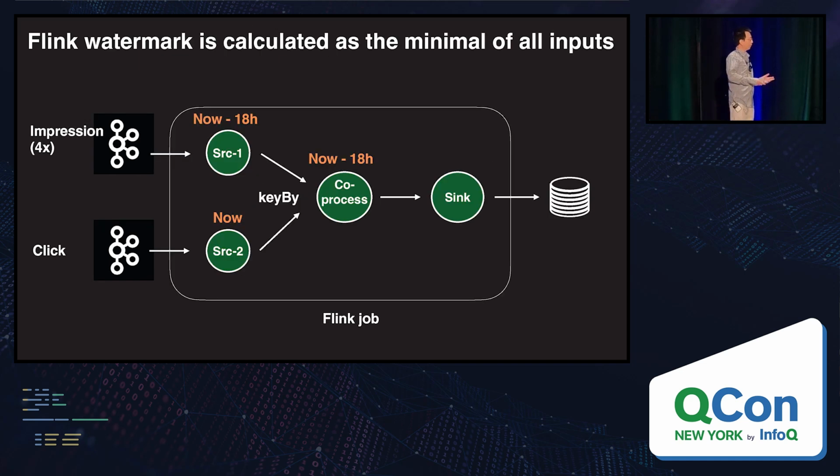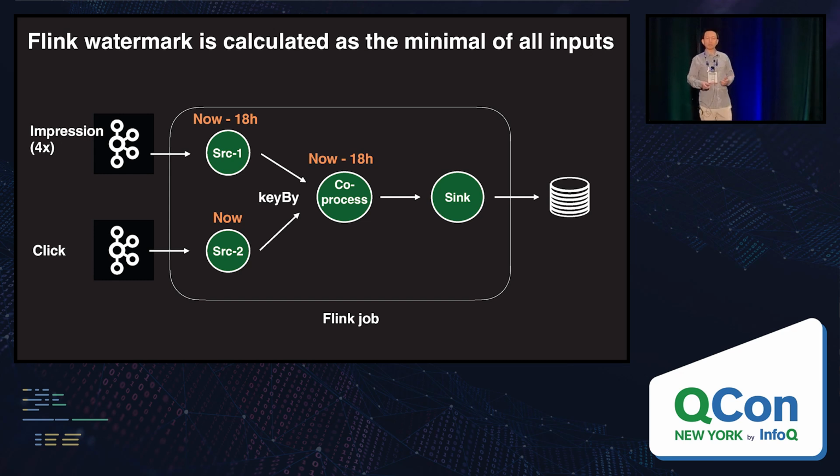If we zoom into the Flink job a little bit, it can be simplified as a four-operator job. It has two Kafka source operators, each reading from one Kafka stream. Then we have the co-process function, which does the actual stateful join. This is the stateful operator. Then we have the sink operator, which writes the join output to the sink storage.